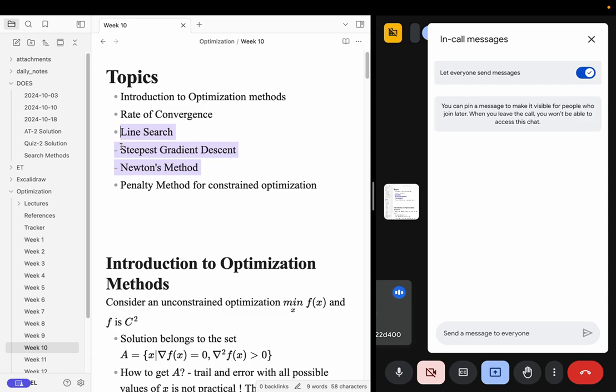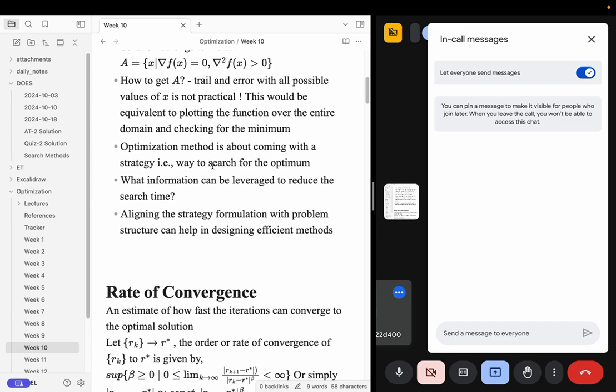But the questions that remain are how much to move, how far to move, and how accurate is the local approximation of the gradient that I'm taking. These two are the main questions we need to address, and depending on them, we have different methods.